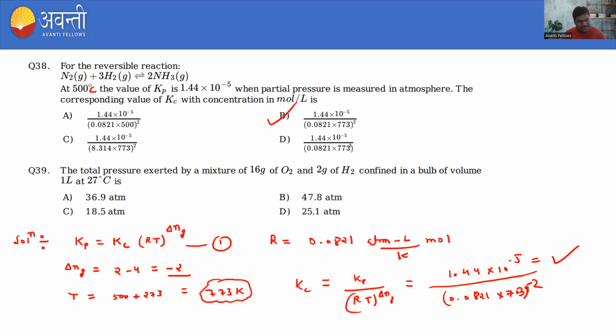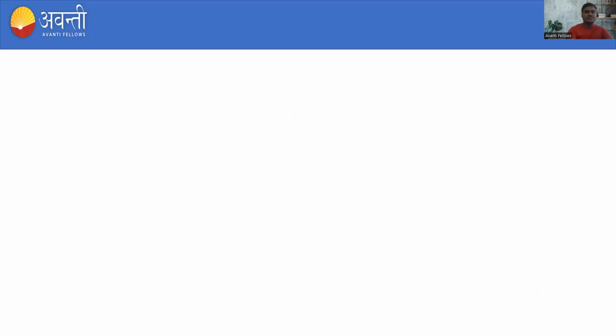Let's move to the next one. Now let's talk about question 39. In question 39, they are asking for the total pressure exerted by a mixture of 16 gram of O2 and 2 gram of H2 confined in a bulb of volume 1 liter at 27 degrees Celsius. This question is from Dalton's law of partial pressure, in states of matter. So let's see how you will find the solution. First of all, you have to calculate the number of moles of O2.